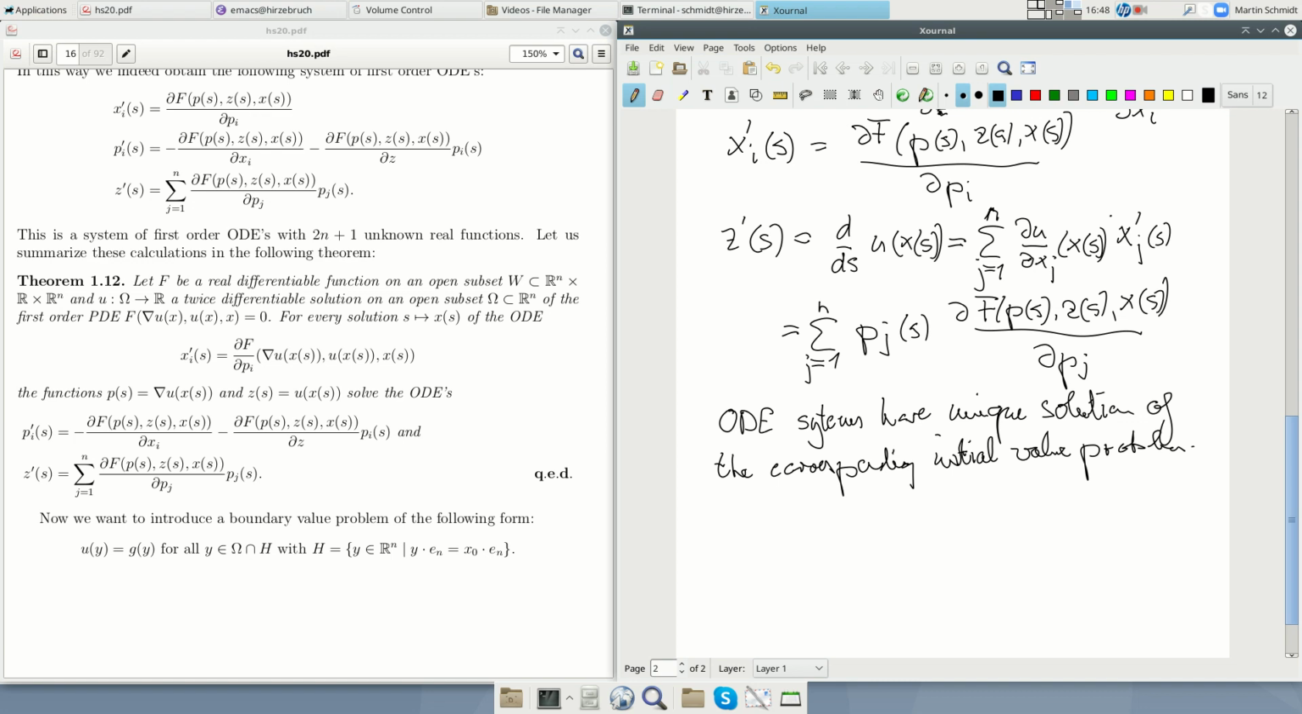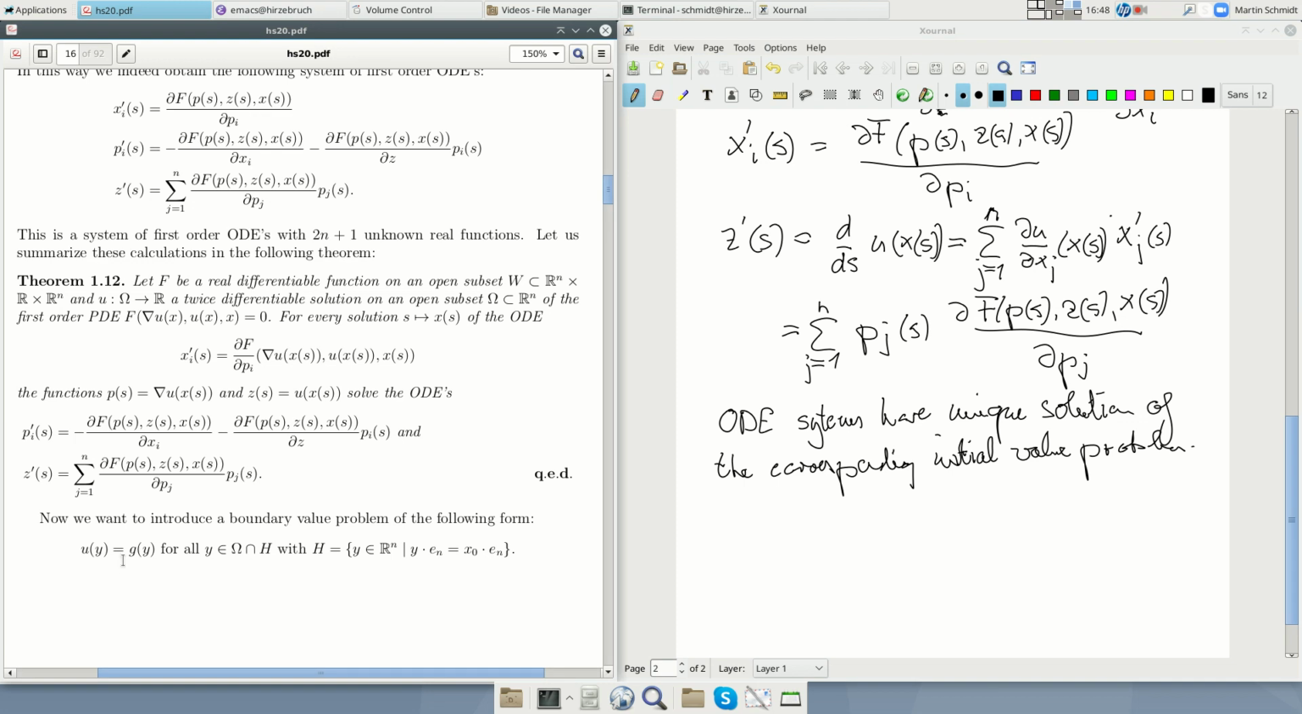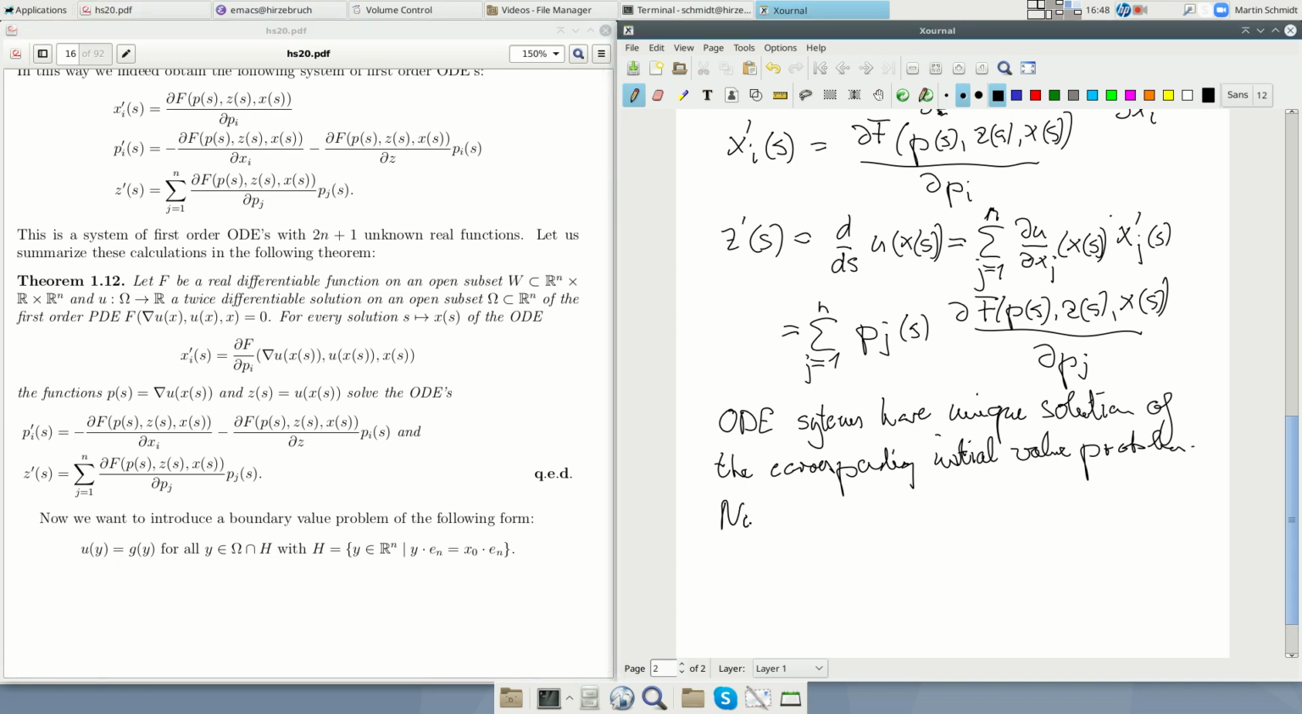If you remember, for the transport equation we fixed just a line for t equals 0, and similar for the scalar conservation law. Now here we do something very similar. We fix our solution. Now we introduce a boundary value problem.